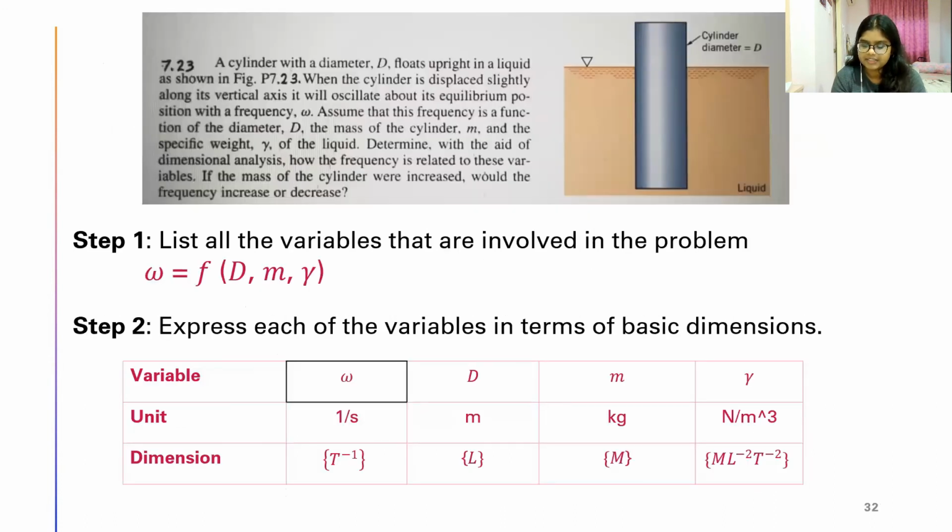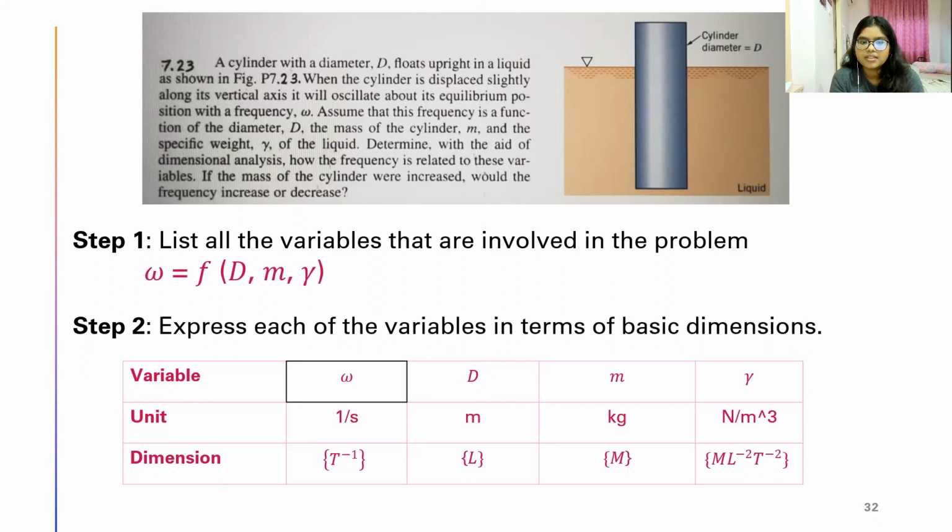Because the step-by-step just now was kind of confusing, this is an example here. I got it from the internet. A cylinder with a diameter of d floats upright in a liquid as shown in the figure.